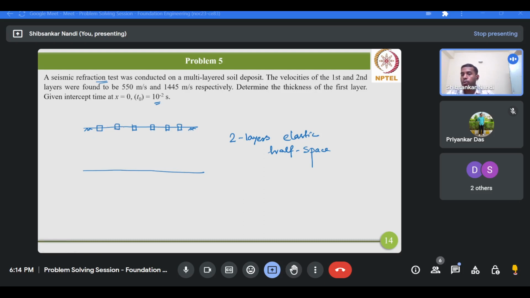Now, what do we mean by source and what do we mean by receiver? Source means you have to generate some stress waves in this medium. What kind of stress waves? Suppose shear wave, primary wave. How can you generate them? By using some hammer or some small explosive. That's why this is called the source, and these are all receivers, a series of receivers, commonly known as geophones.